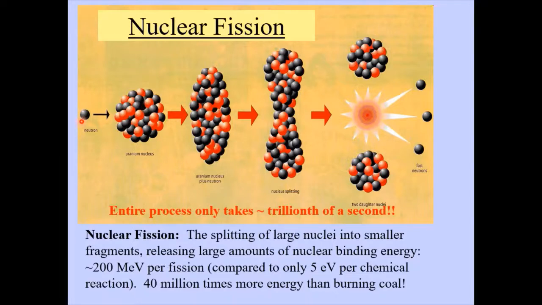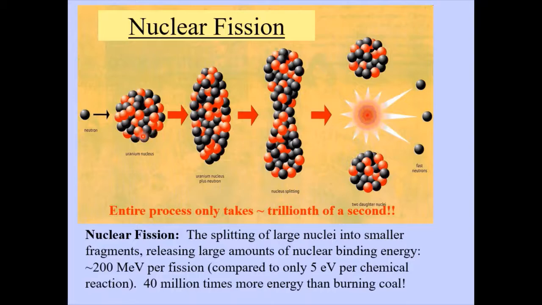If you take a neutron and shoot it into this uranium nucleus with a lot of energy, think of it like a high-speed bullet that flies into the uranium nucleus, something amazing happens. The nucleus deforms. It actually starts to spread apart from the collision.